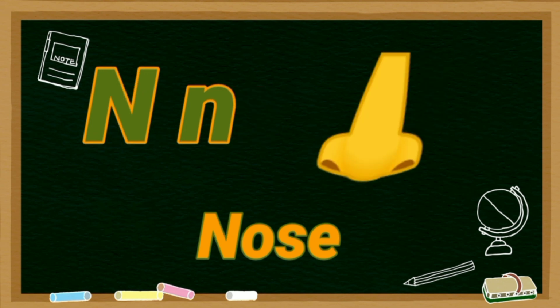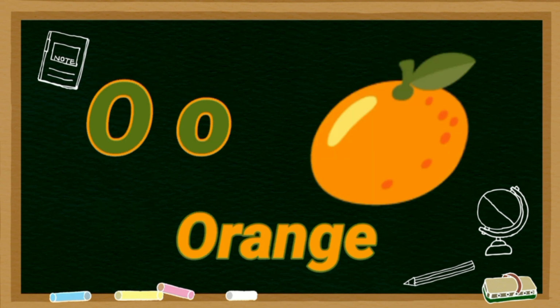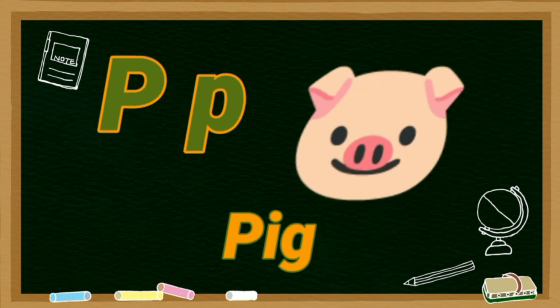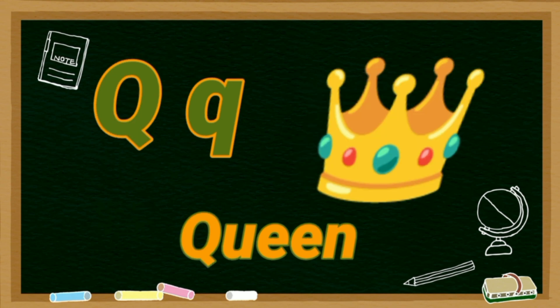N is for nose. O is for orange. P is for pig. Q is for queen.